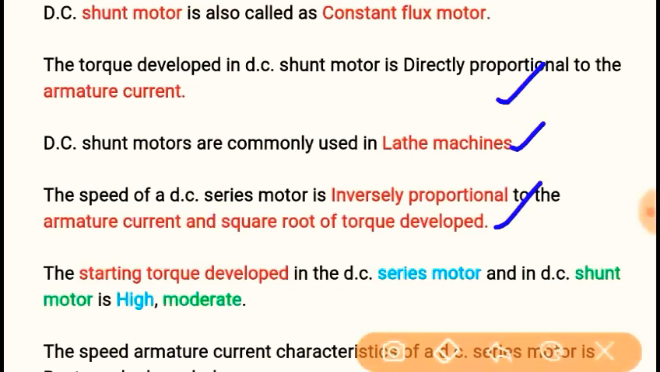The speed of a DC series motor is inversely proportional to the armature current and the square root of the torque developed. The starting torque developed in a DC series motor is high, and in a DC shunt motor it is moderate.